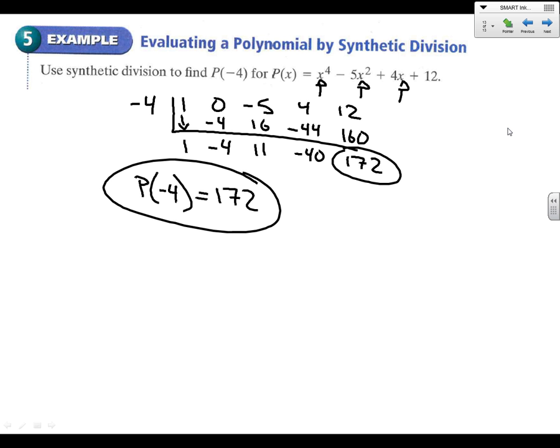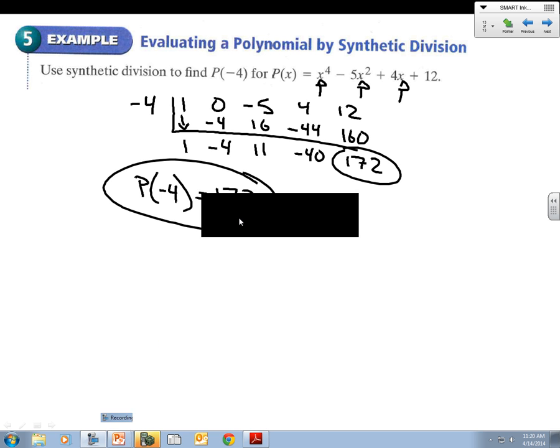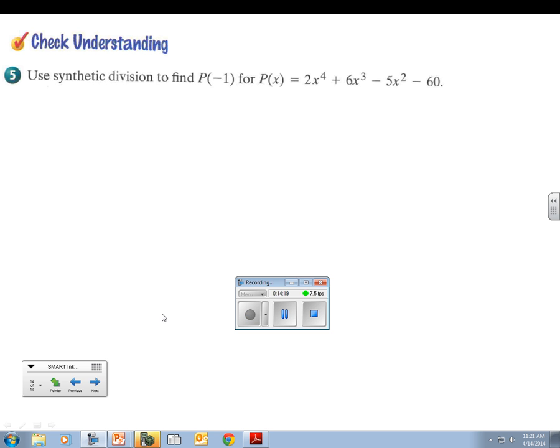Last one to try. Uh-oh, where'd it go? Pause for a second. Let me get it for you. It's not in there. One second. All right, there we go.